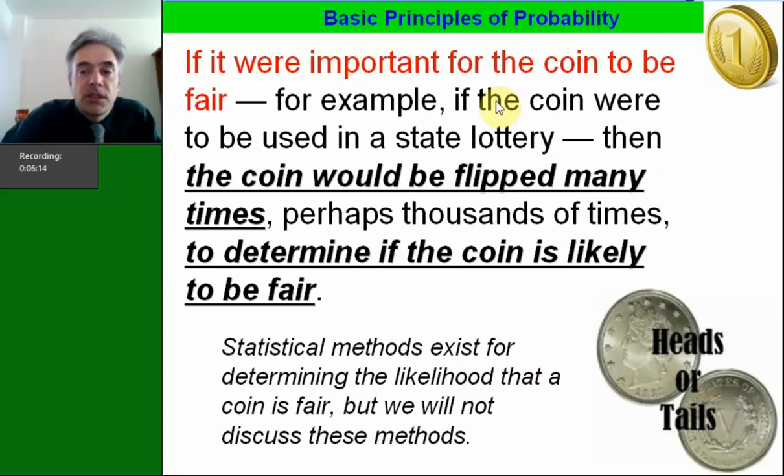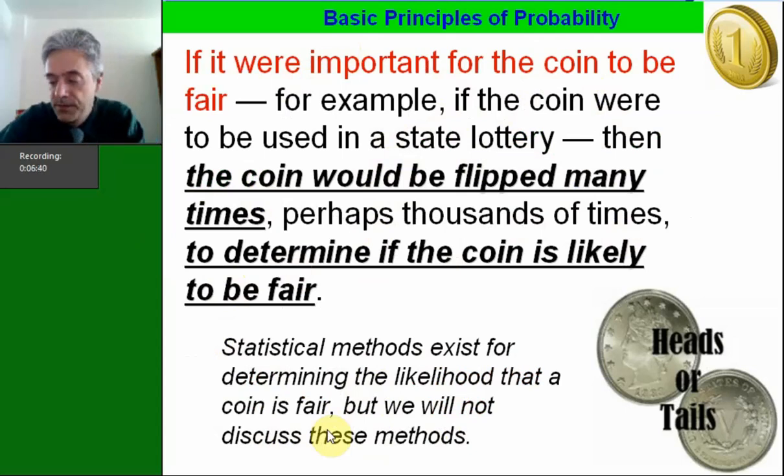If we want the coin to be fair, for example, if the coin were to be used in a state lottery, then the coin would be flipped many times, perhaps thousands of times, to determine if the coin is likely to be fair. Statistical methods exist for determining the likelihood that a coin is fair, but we will not discuss those methods here. I'm just giving you the insight that there is a possibility for that.